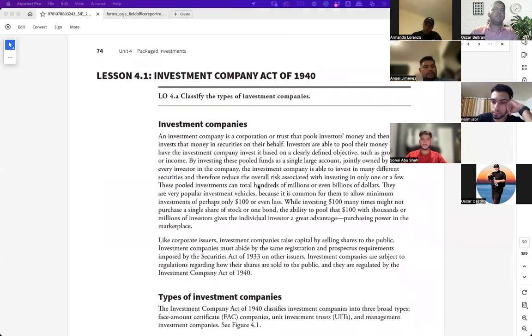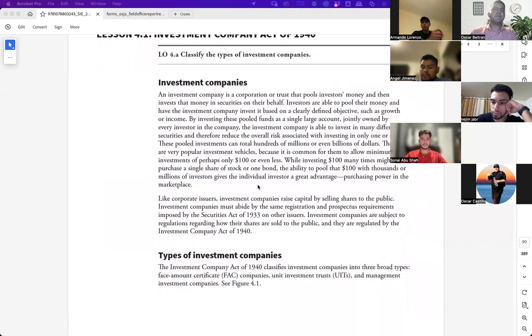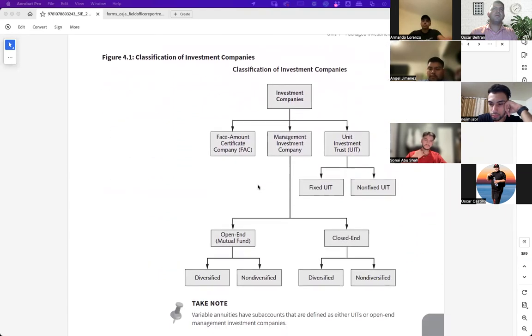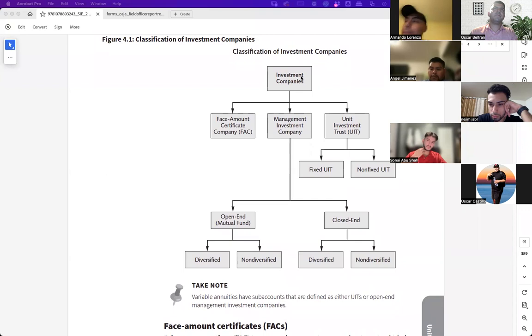All right. So as far as the different investment companies, all you gotta know is this little chart right here. The first thing you have here is your investment company, and it branches down into three different pieces. The first one here is going to be the face amount certificate. This right here, you hardly ever see it. Not very common, not common anymore. It's like old stuff.